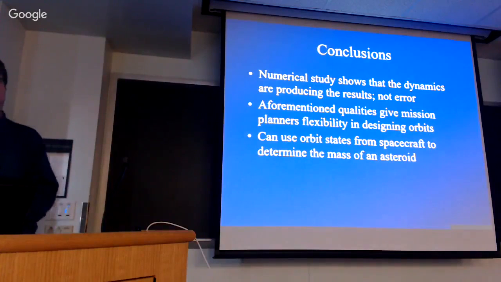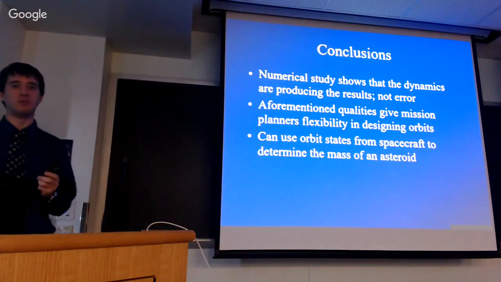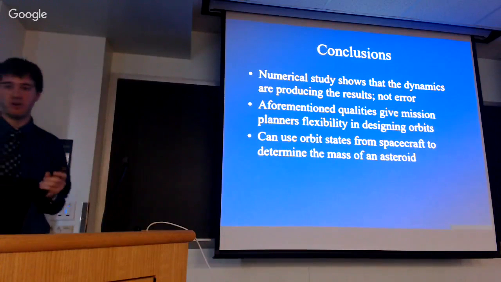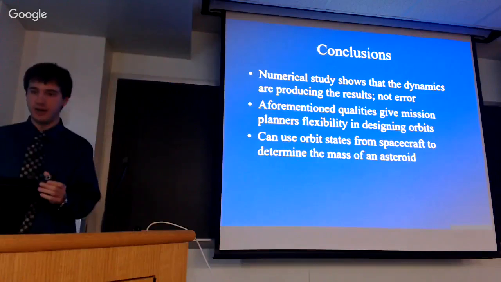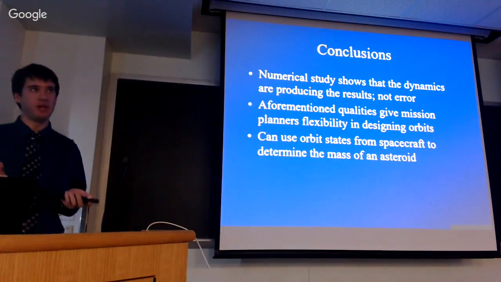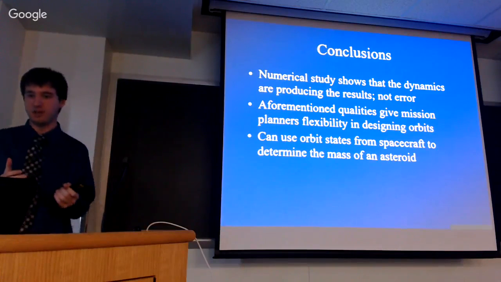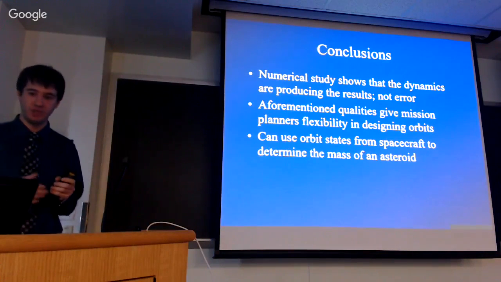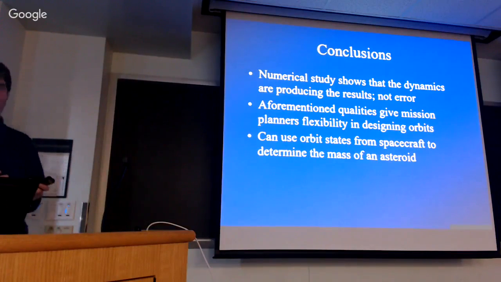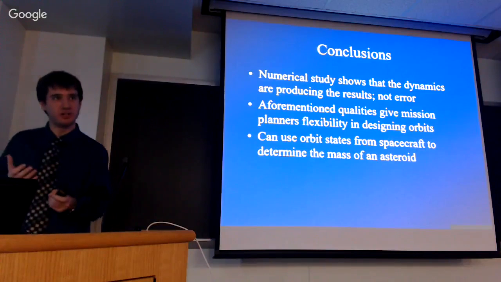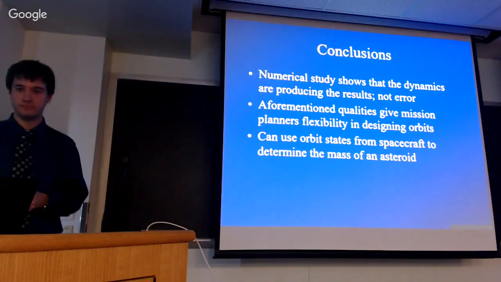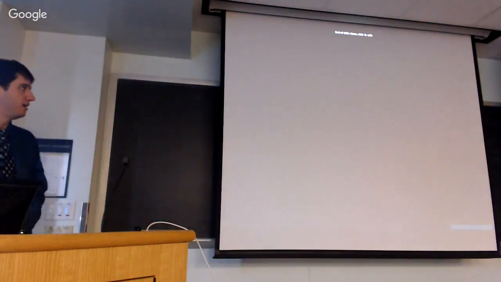The numerical study, like I just said, shows that the dynamics are producing all the results, and error is not really having much of an effect on what you're seeing. The aforementioned qualities give mission planners a lot of flexibility in designing orbits for potential missions, and using the orbit states from the spacecraft, you can determine characteristics about the asteroid. Any questions?